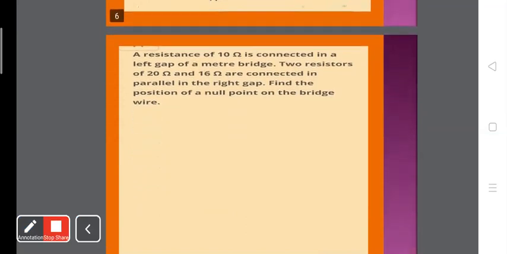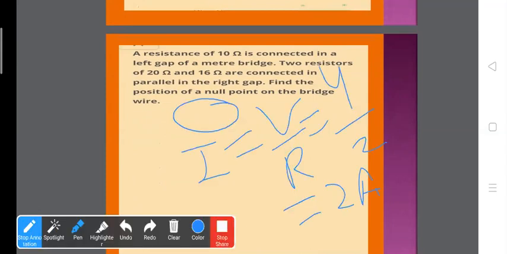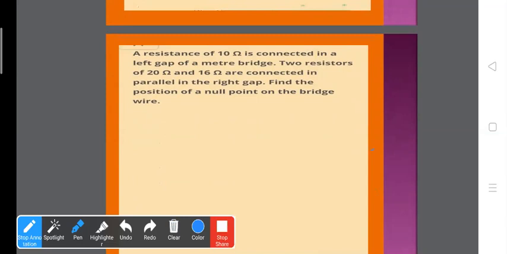Now the second problem. A resistance of 10 ohm is connected in the left gap of a meter bridge. Two resistances of 20 ohm and 16 ohm are connected in parallel in the right gap. Clear? Find the position of the null point on the bridge wire. So this is a problem of meter bridge. Let's start to solve this problem.